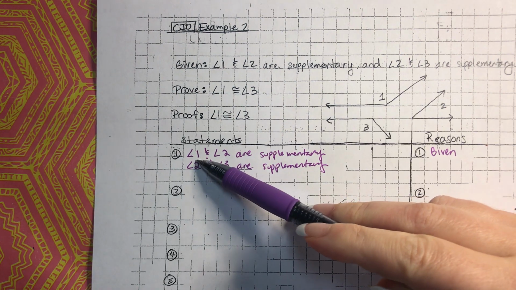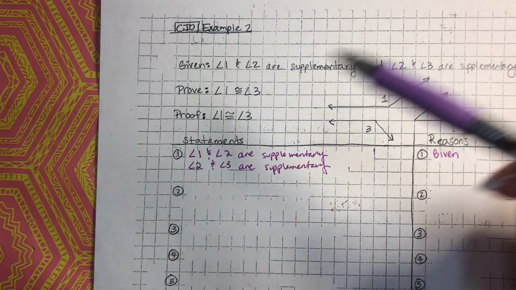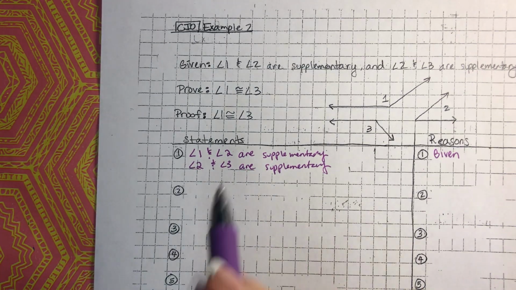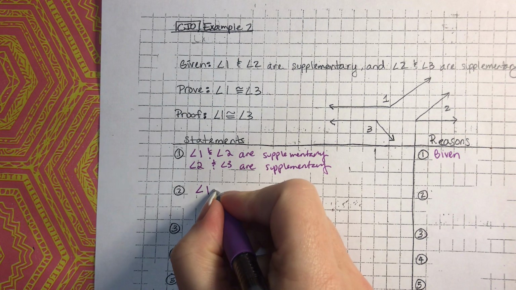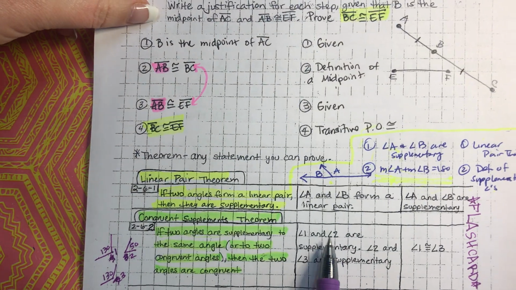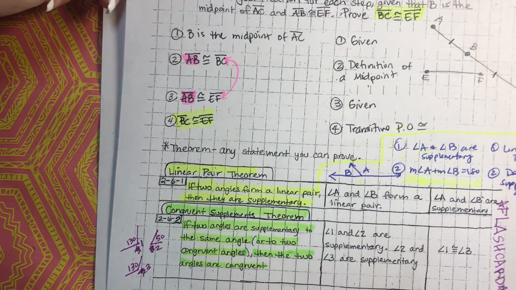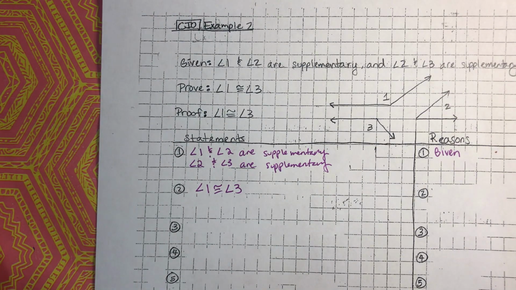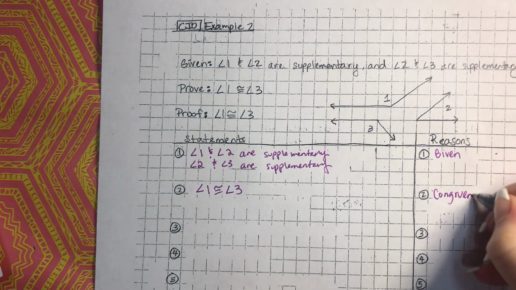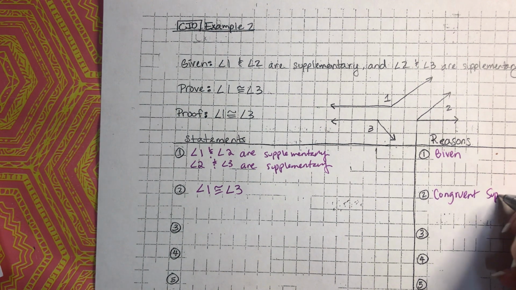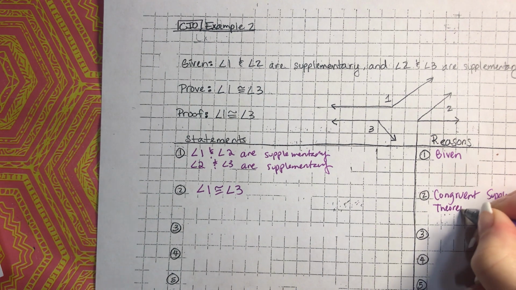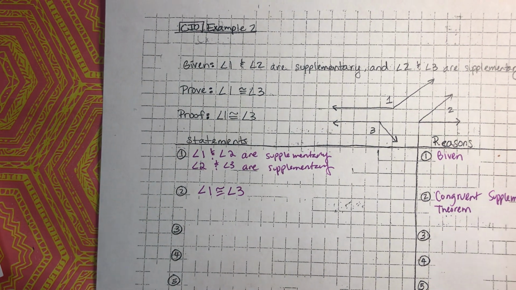So I would say since angle 1 is supplementary to angle 2 and angle 3 is also supplementary to angle 2, they're supplementary to the same angle. So therefore, angle 1 is congruent to angle 3, right? So if angle 1 and angle 2 are supplementary and angle 2 and angle 3 are supplementary, then angle 1 is congruent to angle 3 by the congruent supplements theorem. And that's it. That's the proof.